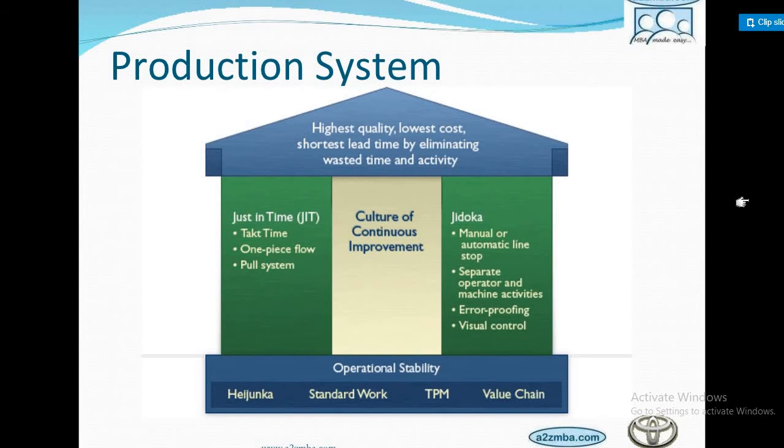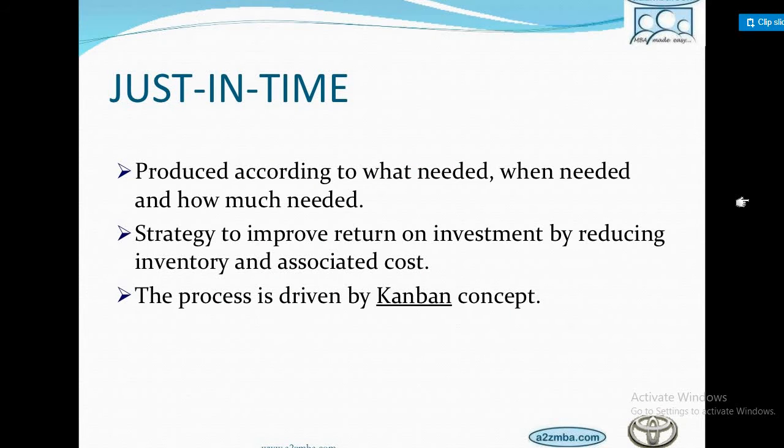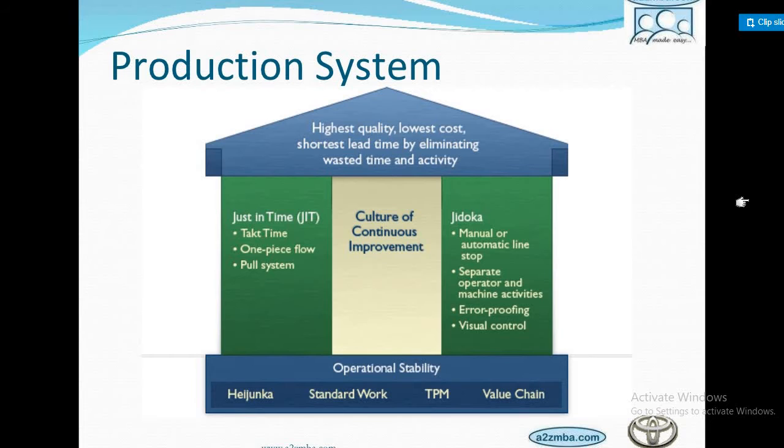What is this operational stability? It consists of heijunka, standard work, TPM, and value chain. What are these concepts, we are going to learn in the further slides. Going further, what is meant by just in time? As we can see, the Toyota production system will give us highest quality, lowest cost, and shortest lead time by eliminating wasted time and activity.